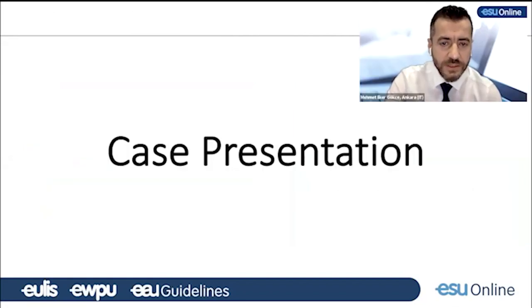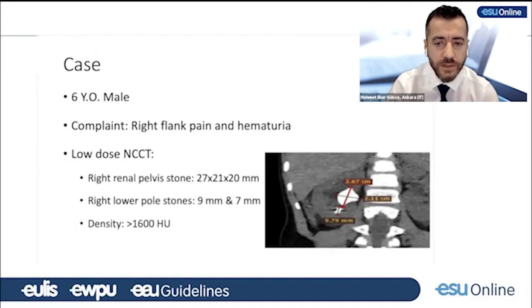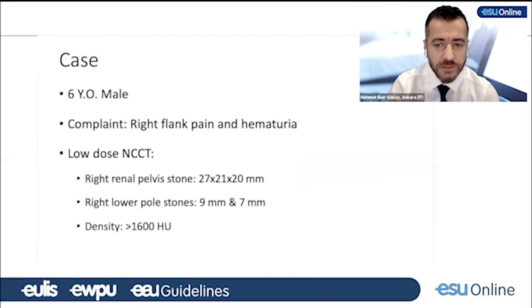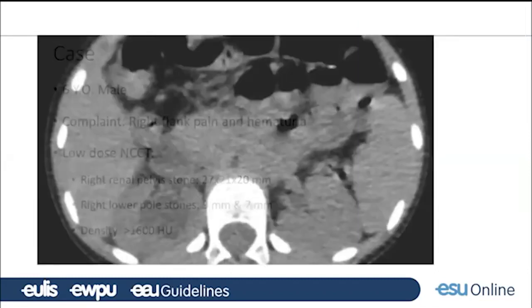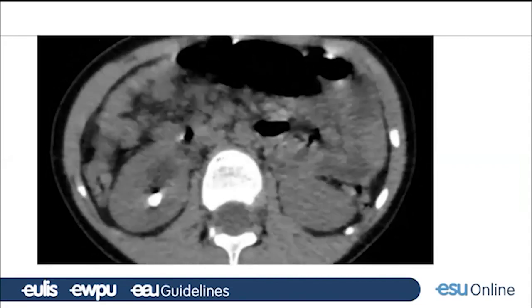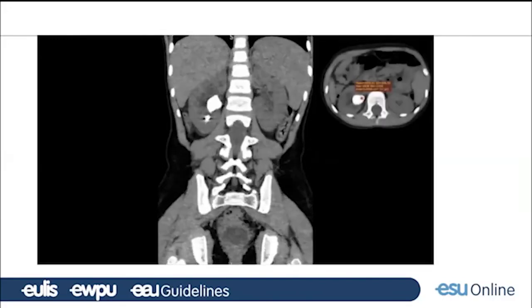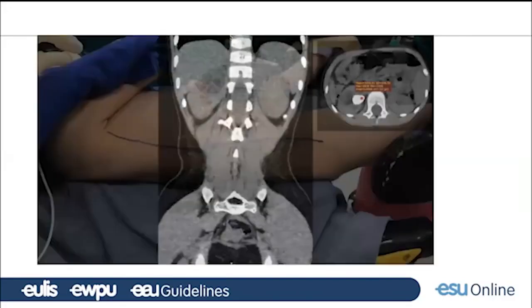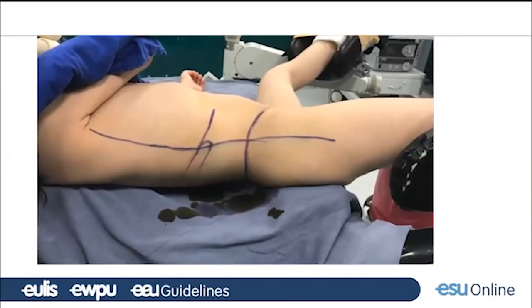So I'd like to also present a case here. This is a 6-year-old boy presenting with a 27 by 21 millimeter stone located on the right renal pelvis, and there are associated stones of 9 and 7 millimeters. And the Hounsfield unit of the stone is quite high, it's around 1600, and the system is a little bit dilated. So in this patient, we plan the mini PCNL, put the patient in supine position.